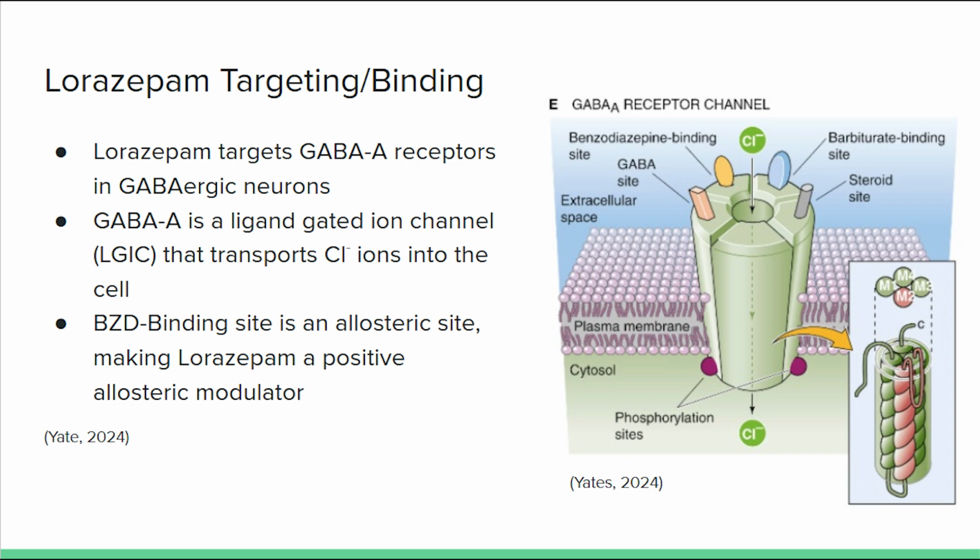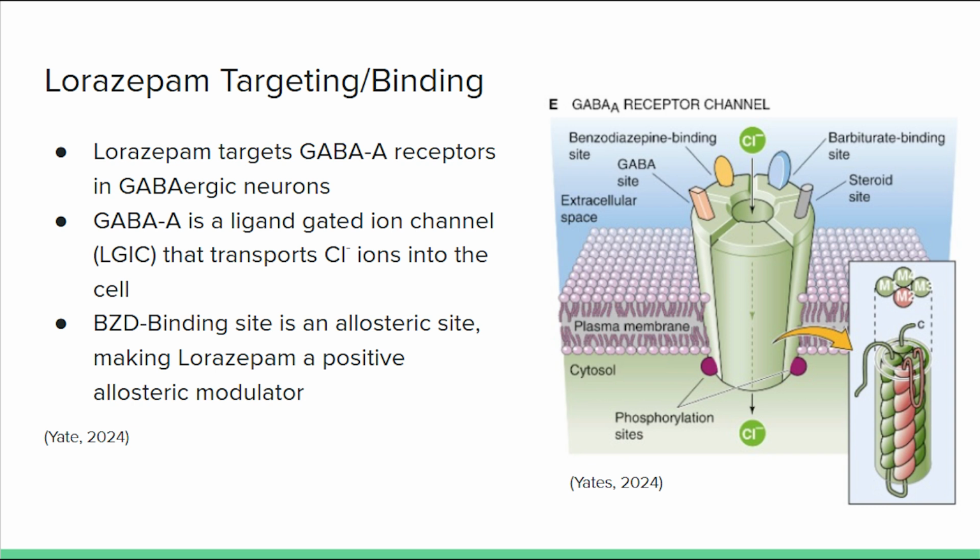As a BZD, lorazepam targets GABA receptors on neurons, but more specifically, it targets the GABA A receptors on GABAergic neurons. And this basically just means that it's the roughly 20% of neurons in the brain that contain these GABA receptors. GABA A is a ligand-gated ion channel that, when activated, allows for the transport of chloride ions into the neuron. Lorazepam does not bind orthosterically, but it instead binds at a separate allosteric site, which is known as the BZD binding site.